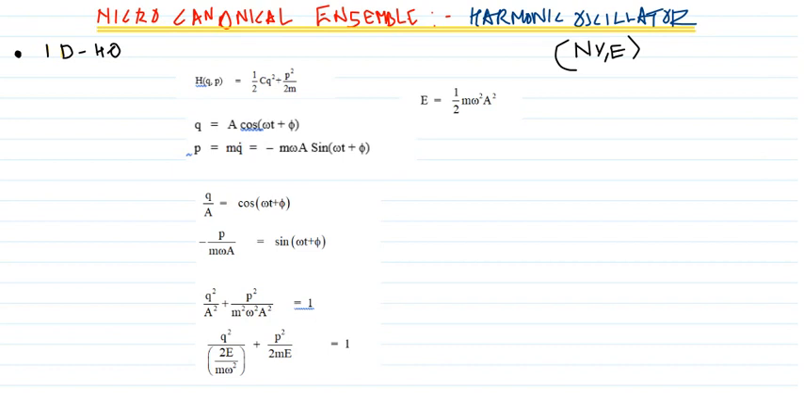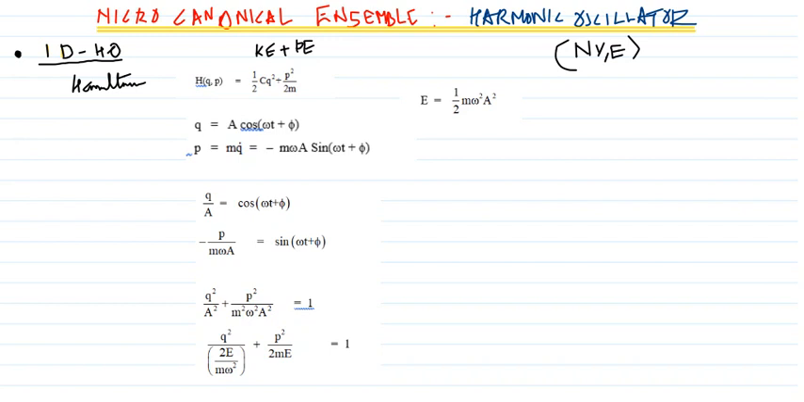The second example is obviously the harmonic oscillator. So you have a one-dimensional harmonic oscillator. For the harmonic oscillator, all these equations we already know, right? The Hamiltonian is what? Kinetic energy plus potential energy. So kinetic energy is p square by 2m, and potential energy is this one, right?